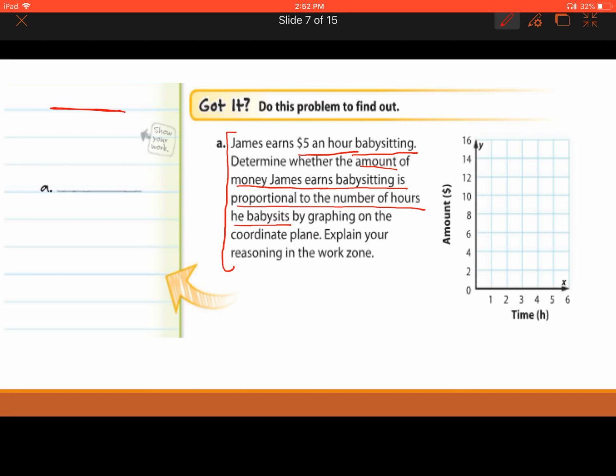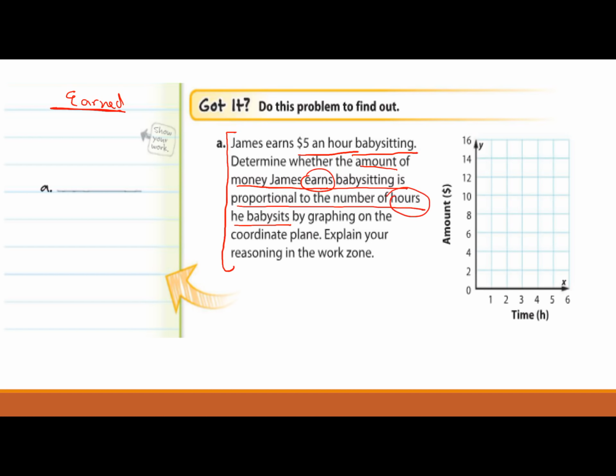Okay. And we want to know whether or not the amount of money he earns is proportional to the number of hours. So I'm going to put earned on top and hours on the bottom. Earned came first when we write this. Hours came second. What this unit rate would tell me is the amount that James earns per hour. And according to our information, James earns $5 every hour.